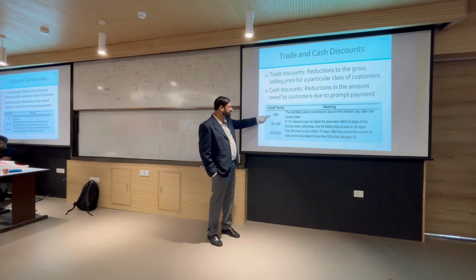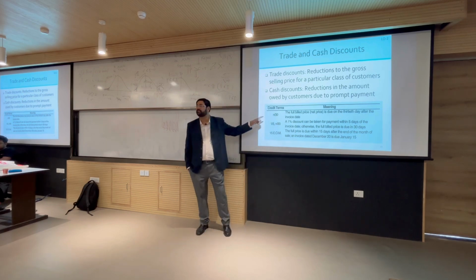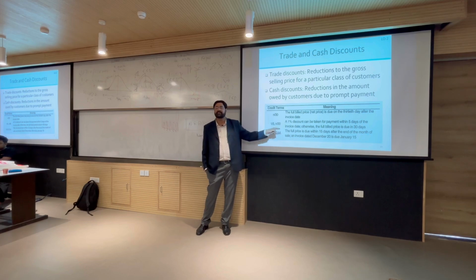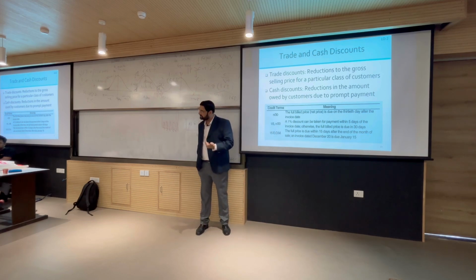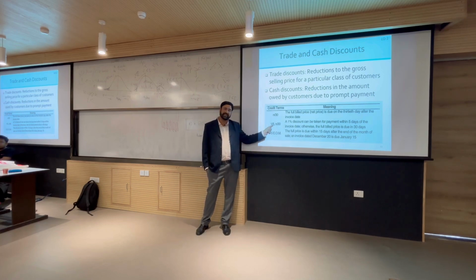So, n by 30 means the full billed price, the net price, is due on the 30th day after the contract or the invoice date. N by 30 means pay within 30 days. And what is the second one? 1 by 5 comma n by 30 means pay within 30 days, the normal credit term, or if you pay within 5 days, then you get 1% discount.